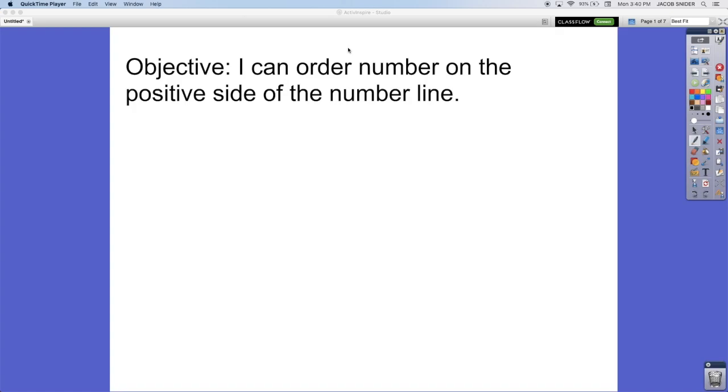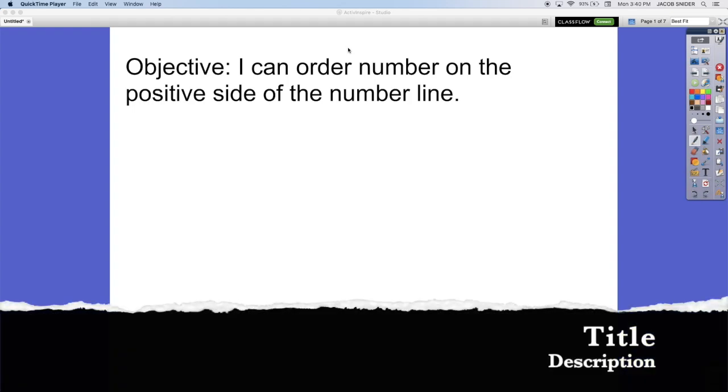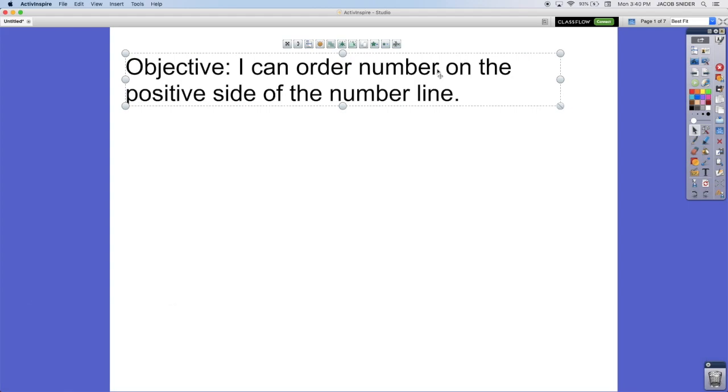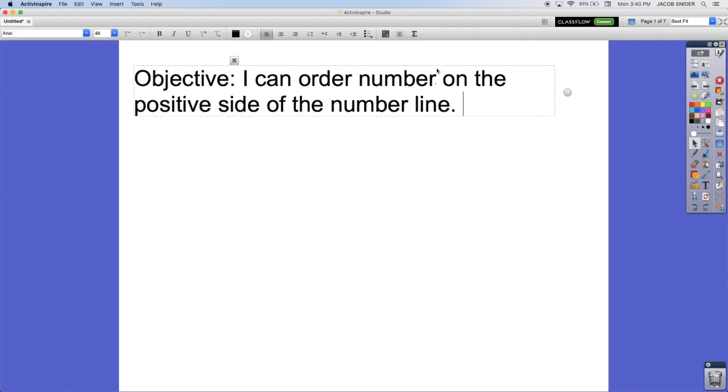Okay, guys, so here we go. Here's our objective for the day. Our objective is I can order numbers on the positive side of the number line. Okay? So I'm going to change that real quick. Make an S right here. I can order numbers. Okay? I can order numbers on the positive side of the number line. That's what we're going to start with today.